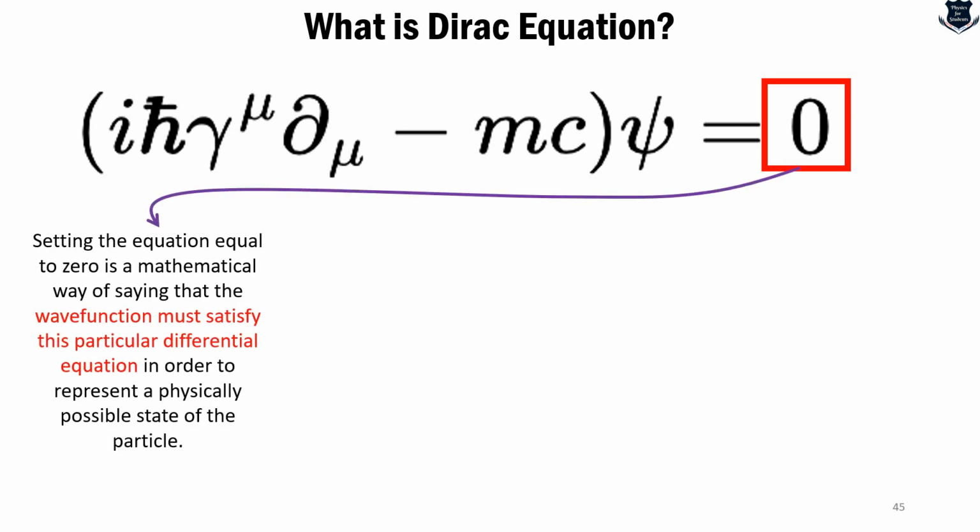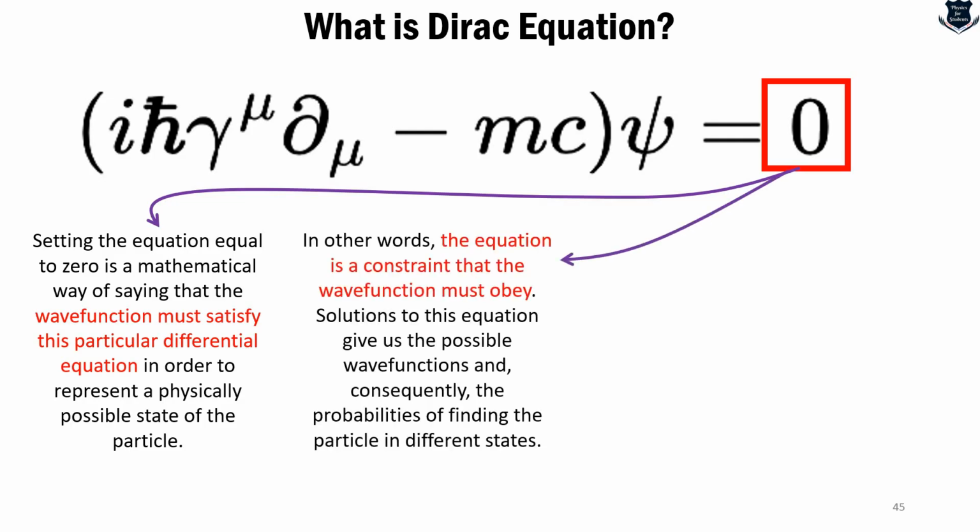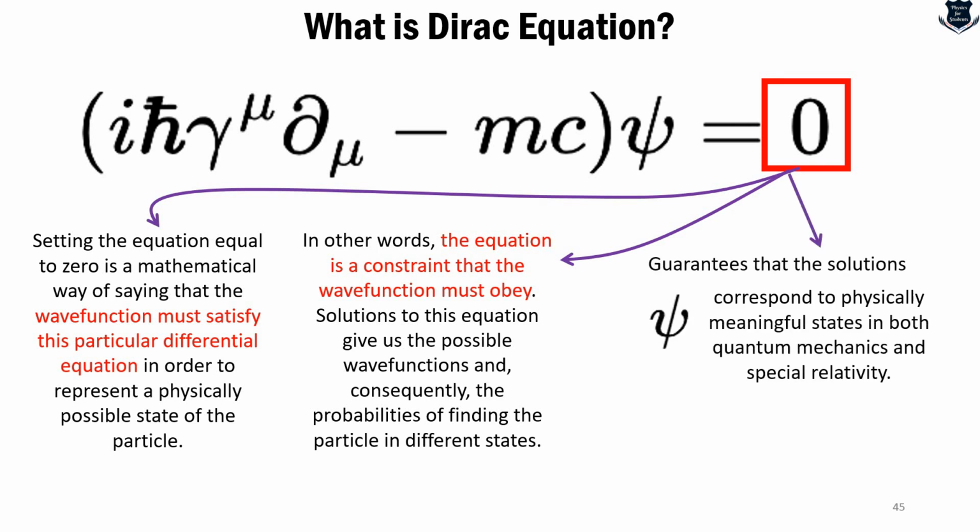The first thing that we get is that when we see the equation is equal to 0, it is a mathematical way of saying that the wave function must satisfy this partial differential equation in order to represent what is called a physical state. Also it shows that the equation is a constraint that the wave function must obey. That means the solution to this equation gives us the possible wave functions, and consequently it will help us find the different states. Also this guarantees that the solutions with the psi wave function operator are meaningful states in both quantum mechanics and special relativity.